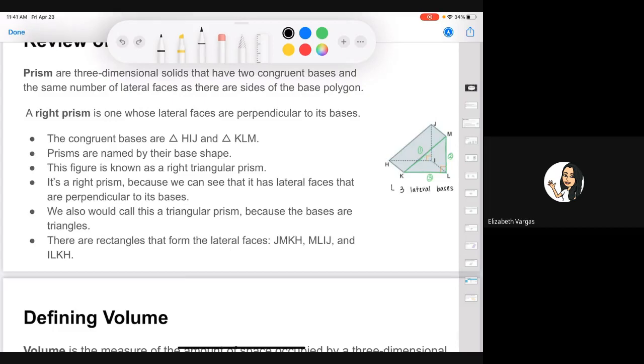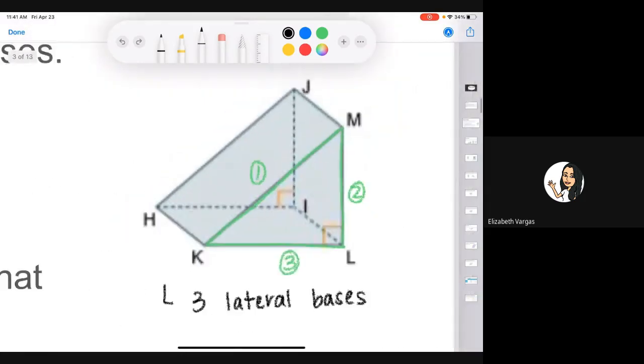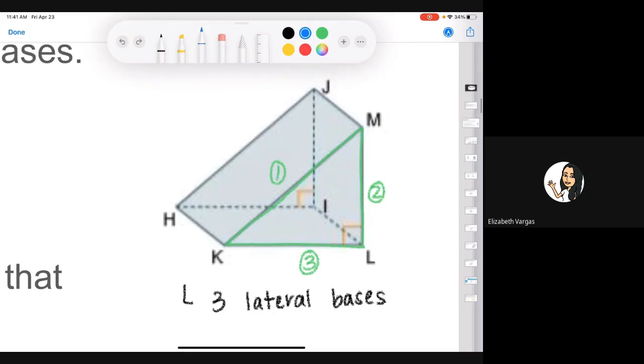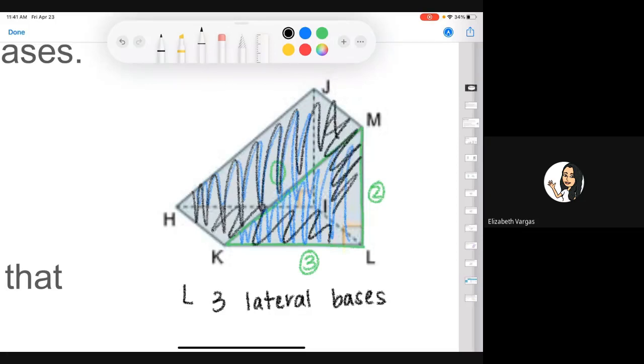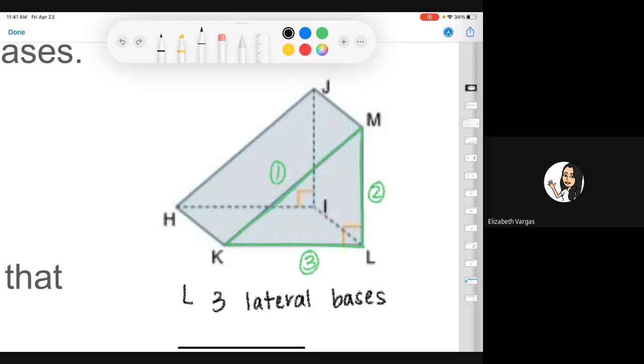So just overviewing that. There are rectangles that form the lateral faces, and we saw those rectangles. We have JMKH, MLIJ, and ILKH. And so those are just the lateral faces. So just one more time, let's go over this. Our bases are going to be these right here, these triangles. The lateral faces are going to be what connects those bases together. So we have 3 rectangles. So just keep that in mind.